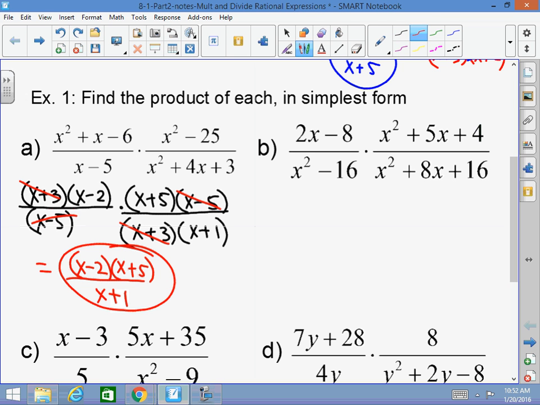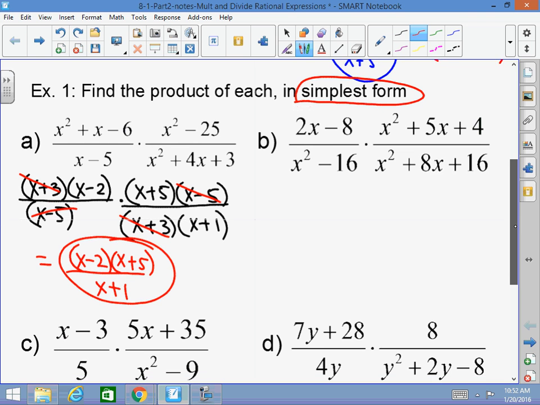Yes, sir. If I multiply them together, then I'm going to complicate things, my brother. I am trying to find things in simplest form. Thank you for your question, though. It's a good question. Thank you.